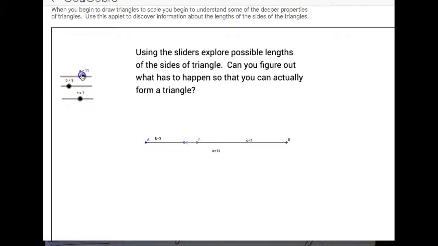Then, of course, if we move out side A again, it, of course, doesn't even connect anymore.